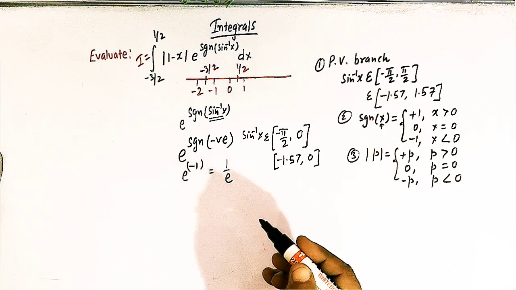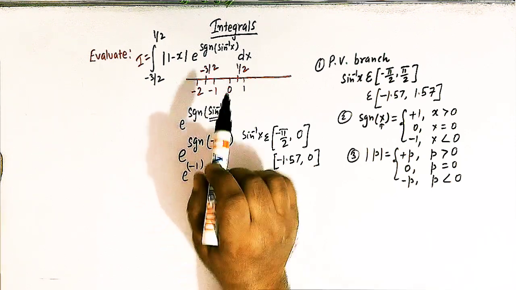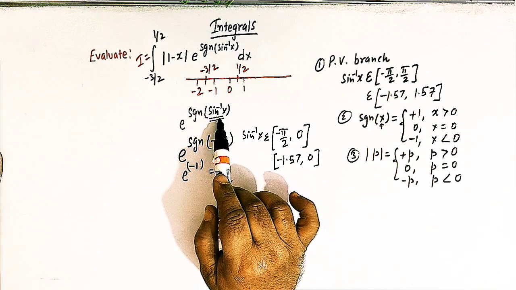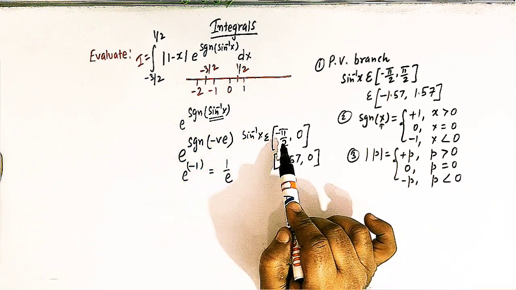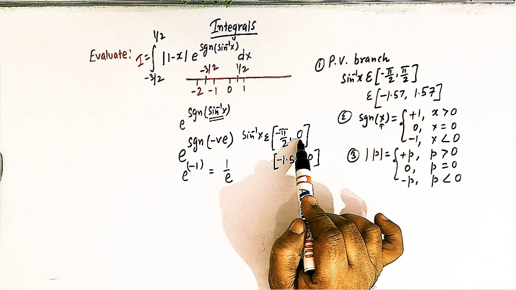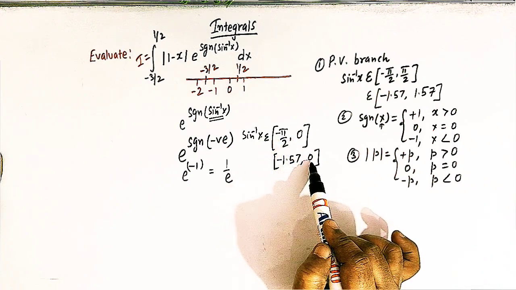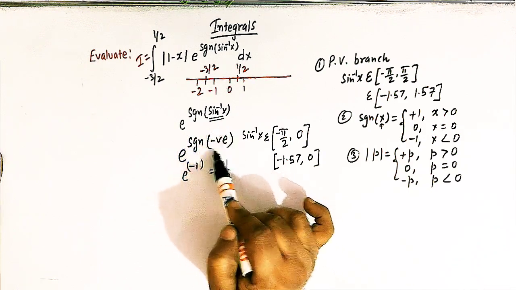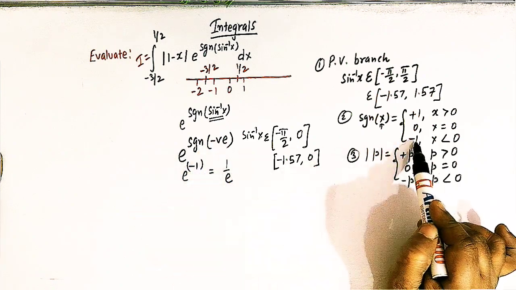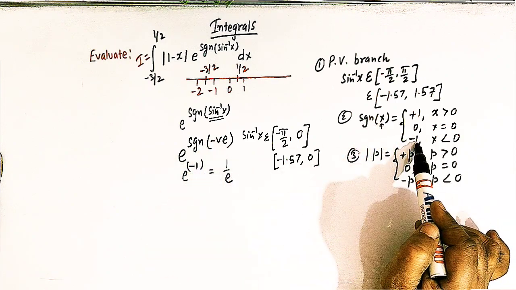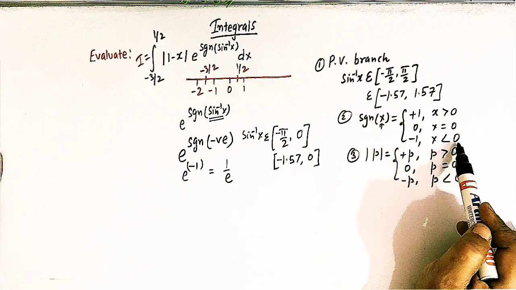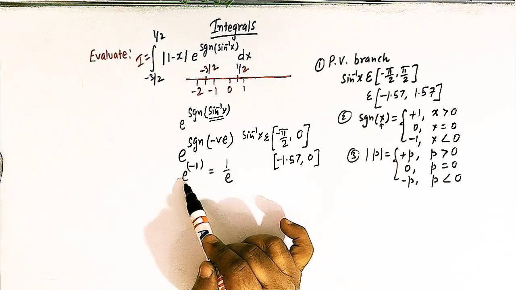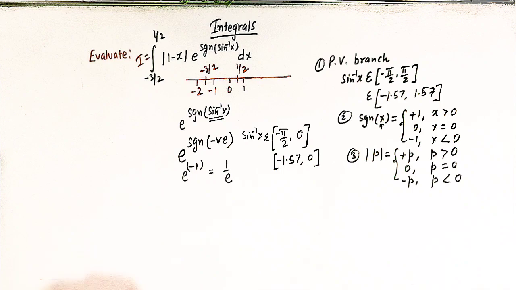So let us quickly revise it. We consider this function e raised to signum of sine inverse x, and sine inverse x is a negative quantity in the interval minus pi by 2 to 0, or minus 1.57 to 0. So we have a negative quantity, and signum of a negative quantity is equal to minus 1, because the signum of x is minus 1 whenever x is less than 0, right? So we have e raised to minus 1, that is 1 over e.